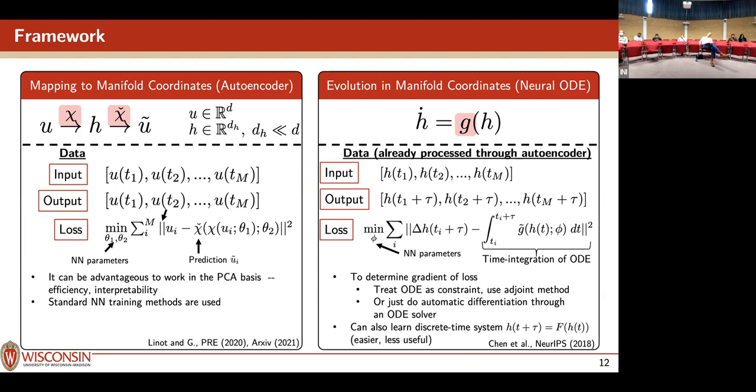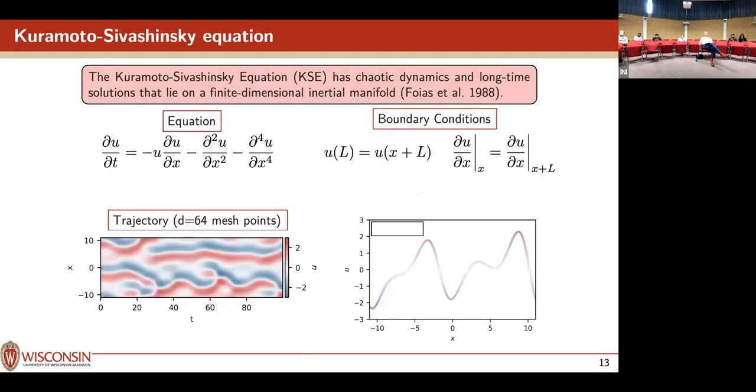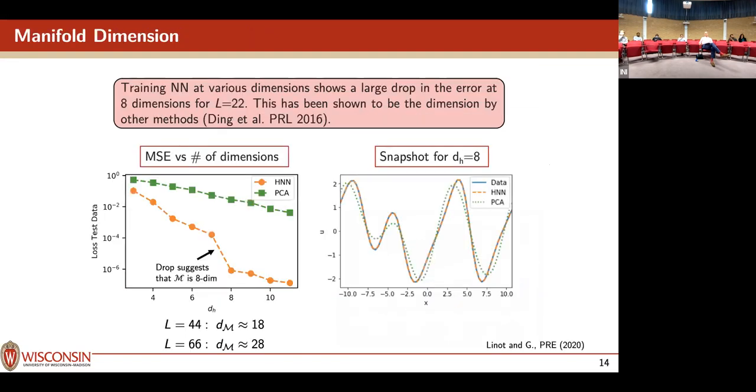So our first model problem is a very popular one, the Kuramoto-Sivashinsky equation on a periodic domain. We're going to look at this in a parameter regime that's been quite well characterized, particularly by Frederick's group. I won't talk too much more about that. So what do we get?